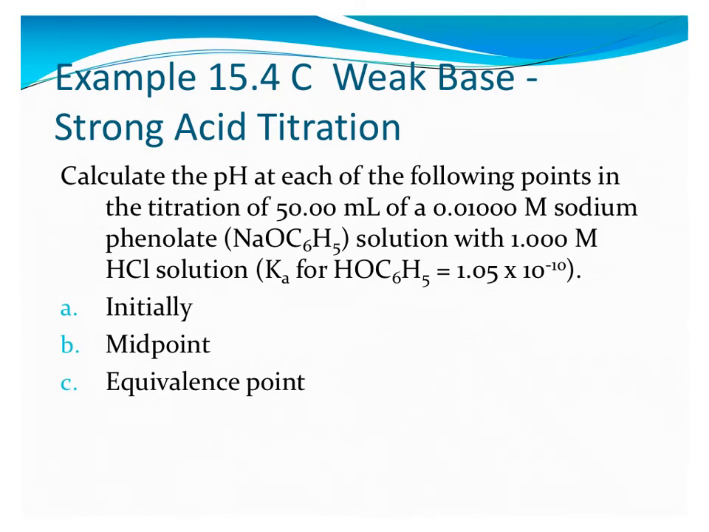Okay, last problem. We've got 3 parts to it. It's another one. Calculate the pH of each of the following points. Now we're going to titrate a weak base with a strong acid. So 50 milliliters of a 0.01 molar sodium phenolate, and the sodium there is going to be a spectator, and the phenolate is a negative ion that can accept hydrogens, with a 1 molar hydrochloric acid, and the chlorine is going to be a spectator with that one also.